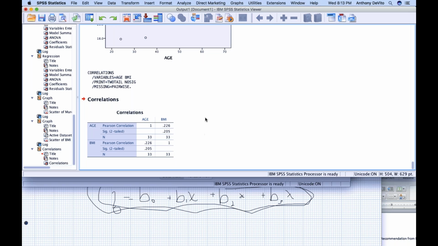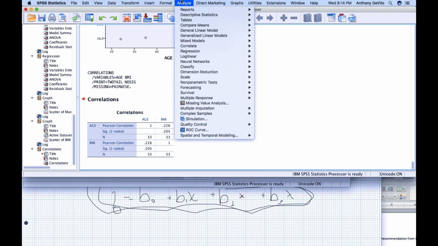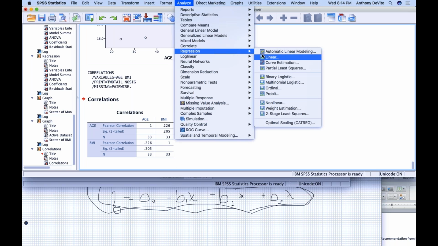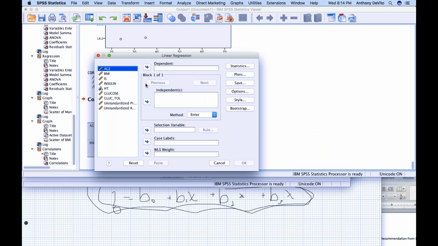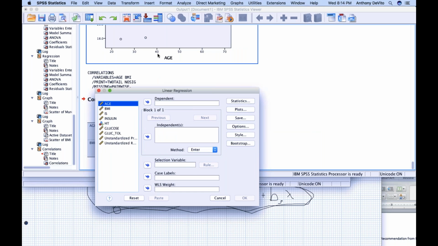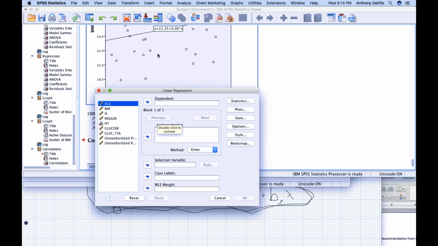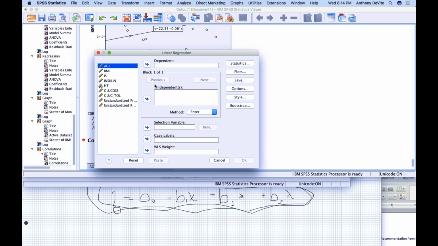So it's an interesting result, but we really should stop at that, but I'm not going to. I want to go through the exercise. I'm going to go to regression, linear, and I'm going to have it give me the formula for that straight line, which represents the relationship between age and BMI. It's not going to be a very good predictor, we know that now.